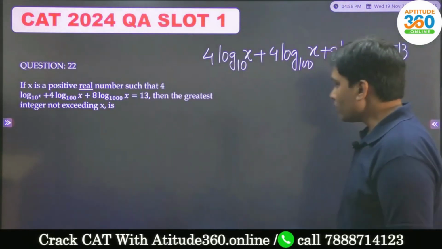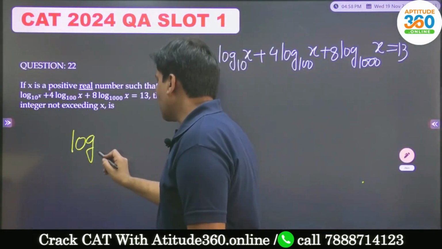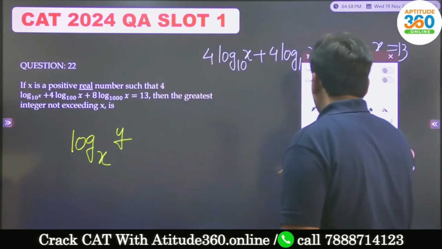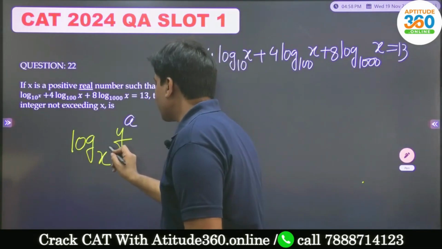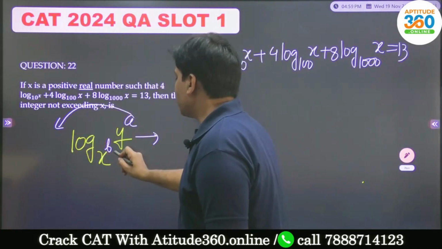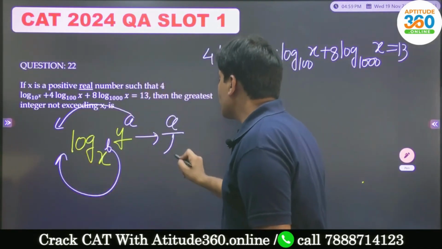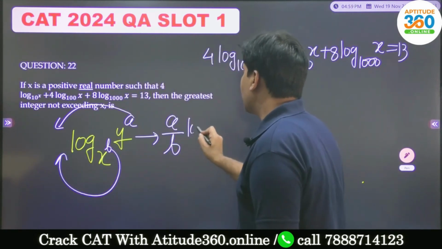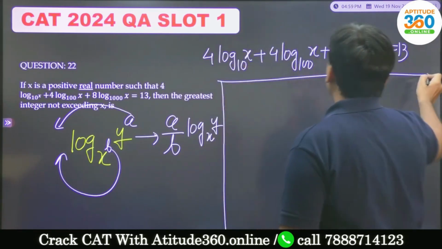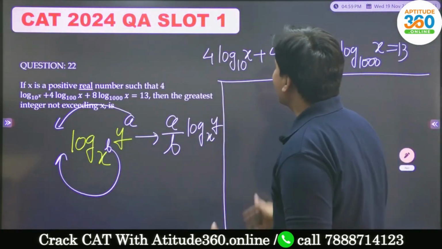Now, one thing that you should know: if it is log x y, and I have y raised to a and x raised to b, then a goes in the numerator and b goes in the denominator. That is what you should be able to do. So you should know this: a by b log x y, isn't it? Now please understand this. How am I going to be utilizing this? So that is going to be what?